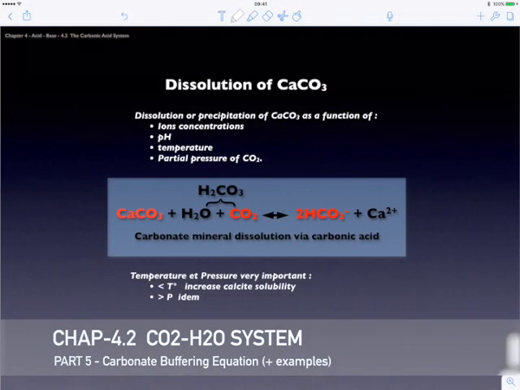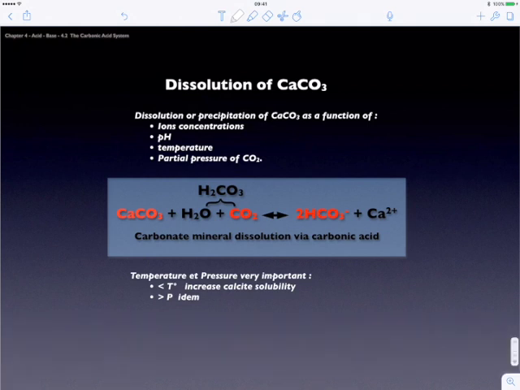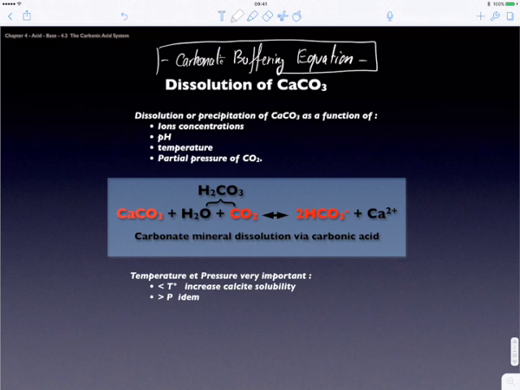Another very useful relationship is what I call the carbonate buffering equation. We'll talk about buffering a little bit later, but this is a very useful equation that you may use a lot in geochemistry.